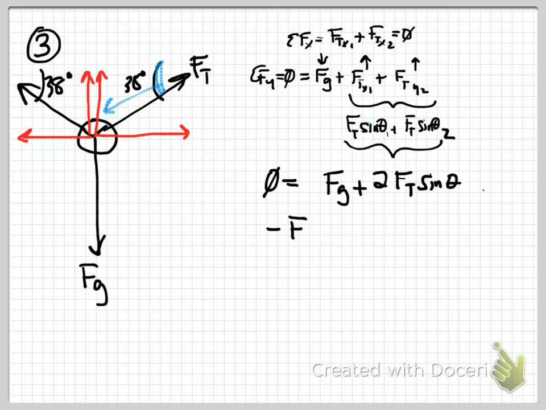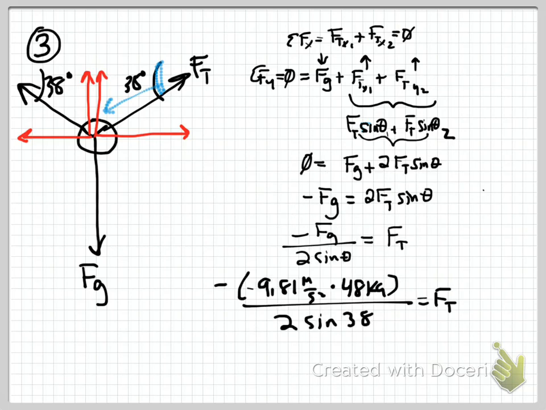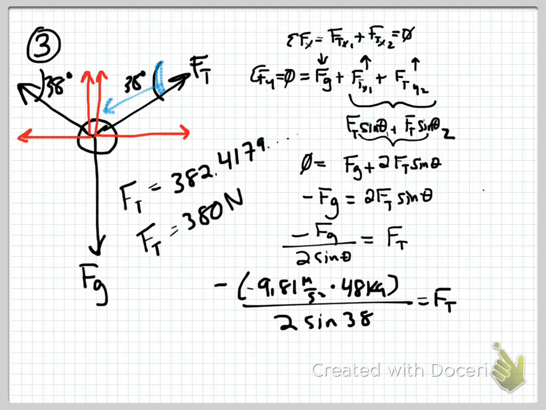Okay, so the negative of F of g is going to equal 2 force of tension sine theta. So the negative F of g divided by 2 sine theta equals the force of tension in each cable. So we plug our numbers in there, and the raw answer we get for force of tension is 382.4179, etc. When we account for sig figs having 2, we get a force of tension of 380 newtons. And because it is a vector, you need to say something about direction. That would be 380 newtons along the cable is the easiest way to express that.